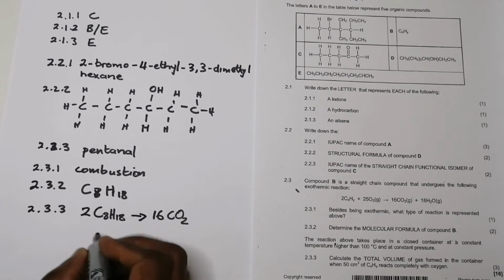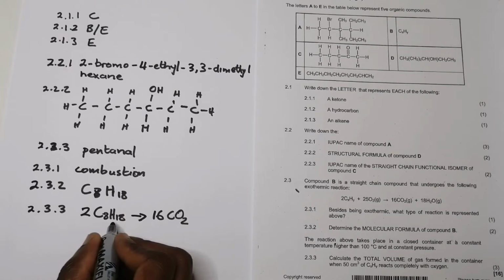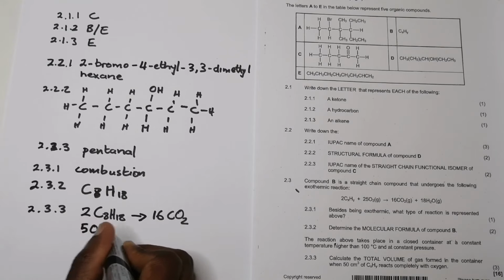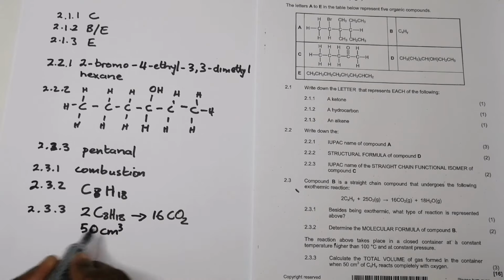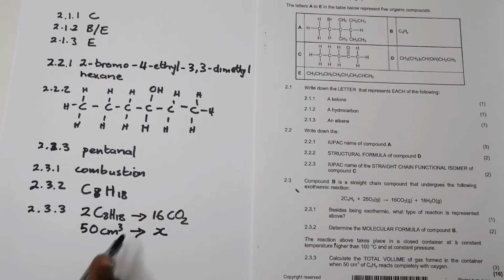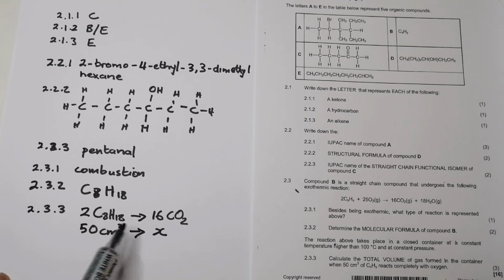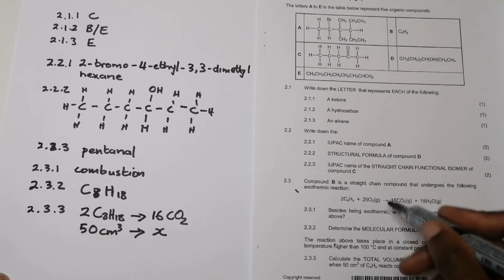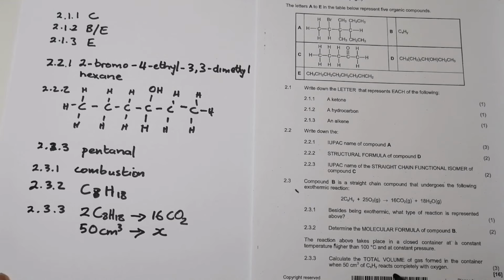Now, quickly, we'd say 2 C8H18 gives me 16. So the question is, if I've got 50 cubic centimeters of C8H18, which is octane, how many moles, which I'm going to call x, of carbon dioxide am I going to produce? Look at this, I put the same things on the same side. So 2 of that will give me 16, so 50 of C8H18 will give me an unknown amount. Why am I doing that? I'm trying to find the volume of carbon dioxide, because they wanted the total volume of gas that will be formed.